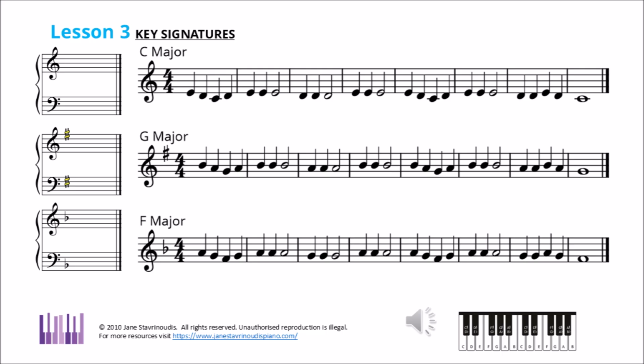You will notice that they are exactly the same, but the only difference is that one is higher or lower than the original. The one in G major needs an F sharp so that the sound will stay the same. The one in F major will need a B flat so that it will sound the same as the original C version.